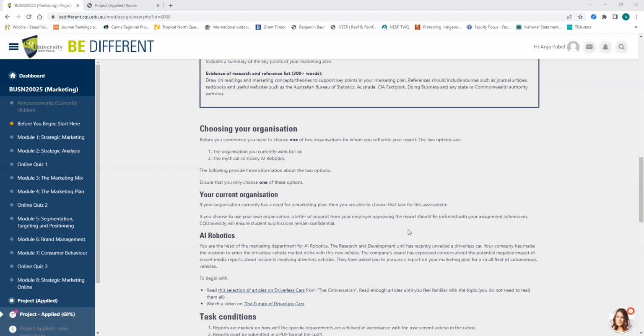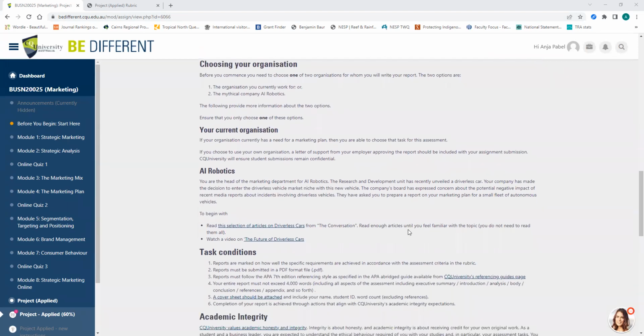Now, the other option is a fictitious company, AI robotics. And here you just need to visualize yourself in the position as the head of the marketing department, and you guys are currently, or your company are currently in the market of entering the driverless vehicle market with a new driverless vehicle, and the company's board has expressed concerns about the potential negative impact of recent media reports about incidents involving driverless vehicles.